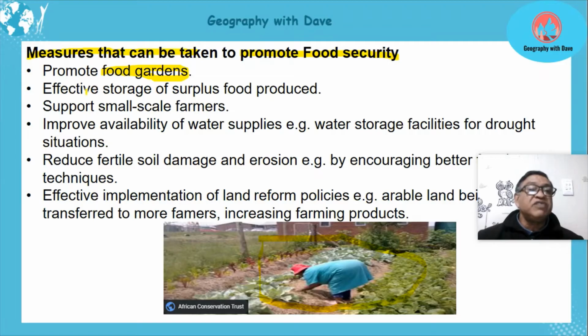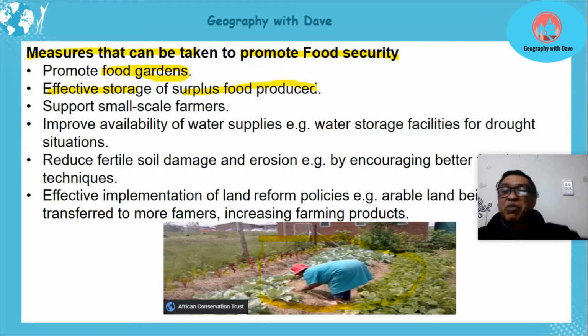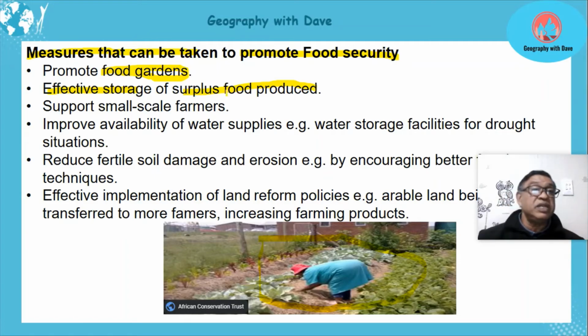Storage, effective storage of surplus food produced. And we mean effective. Don't just pack them somewhere where it may go bad, as we say. If we can store them, we can freeze them or whatever, and it stays good. You understand? In times of problems like droughts or when there's sudden shortage, we can take them out and use them during those periods. So that's another important thing.